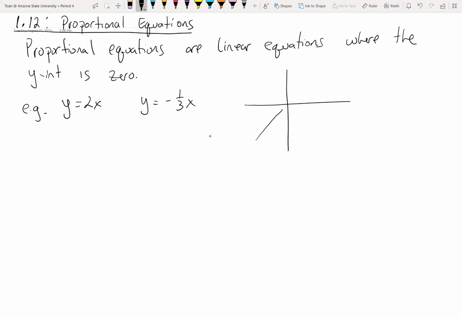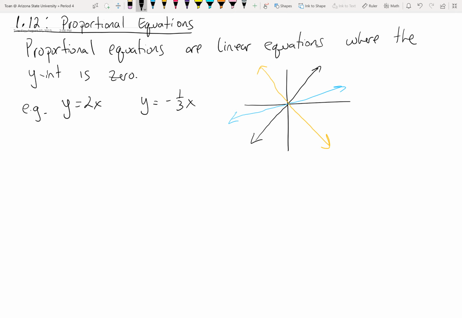It is any linear equation that goes through the origin. So that's a proportional relationship. That's a proportional relationship. That's a proportional relationship. So any line that goes through the origin is a proportional equation.